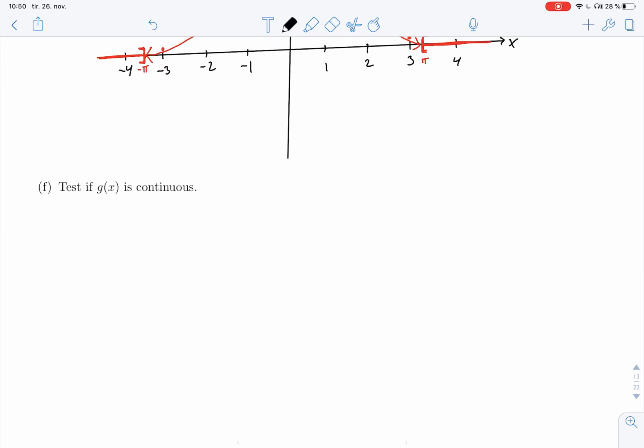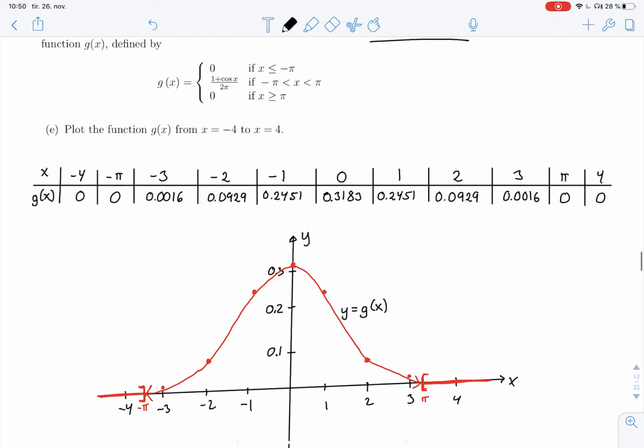Test if g of x is continuous. Okay, so the thing is that at 0, that's continuous, and the other 0 is continuous, and this one is continuous. So what we need to make sure is that in the transition, we don't need to lift our pen when we plot the function. So here, x equals minus pi is included, but here we only approach x equals minus pi. So we include minus pi when we get from the negative side, but we only get very, very close when we get from the other side.